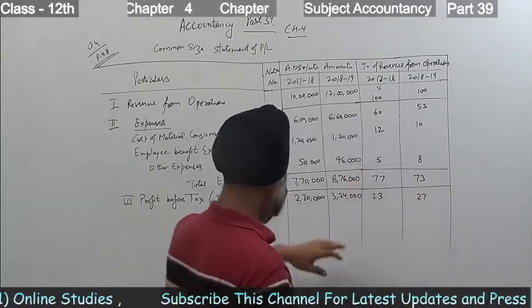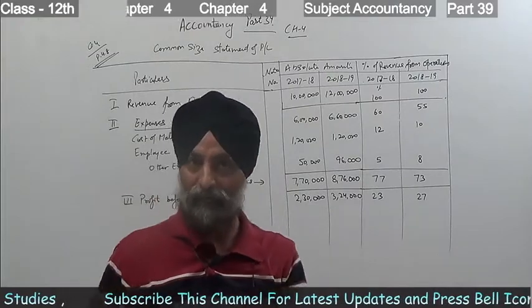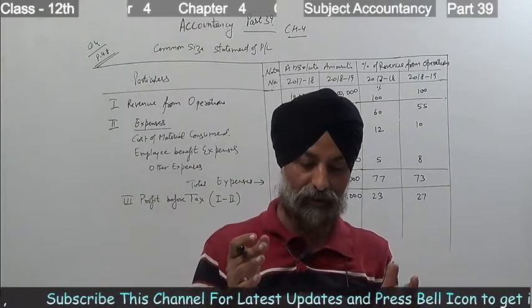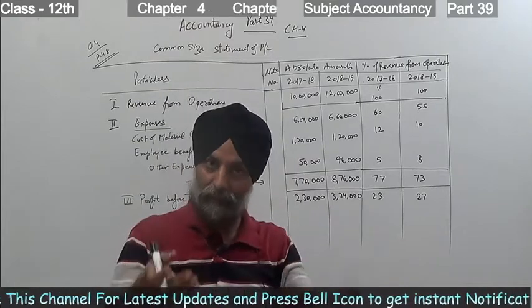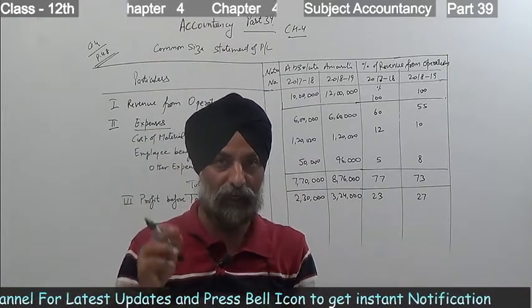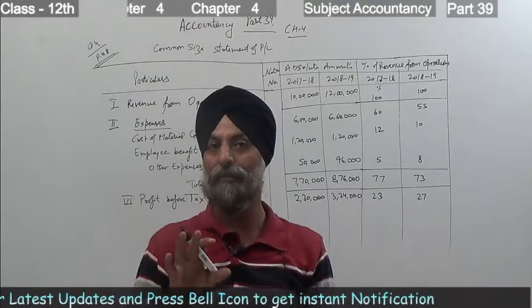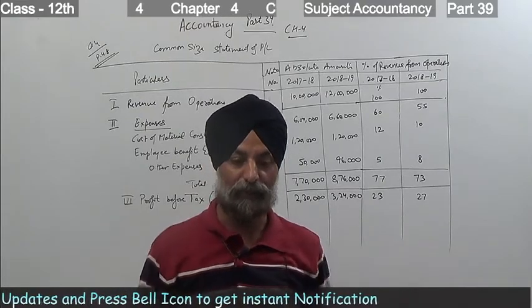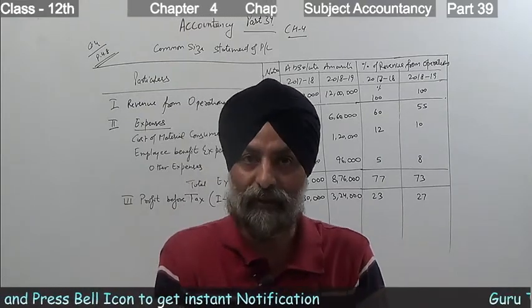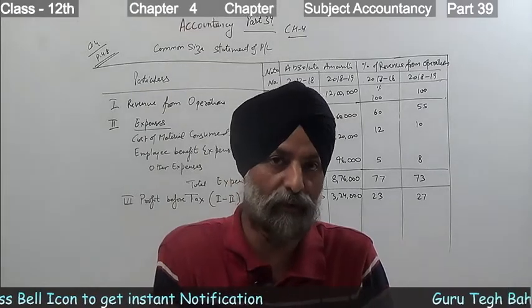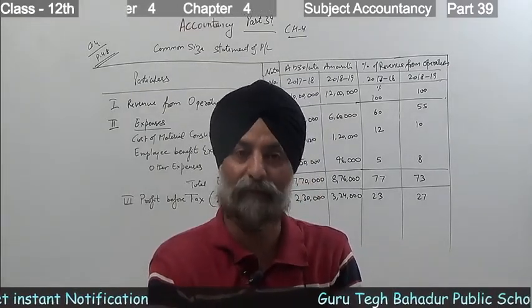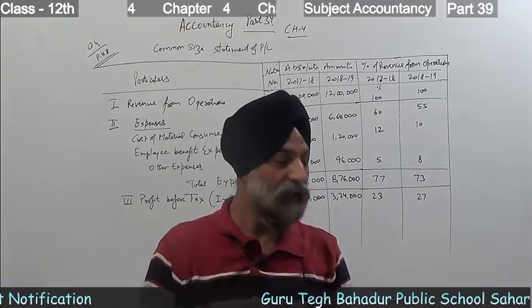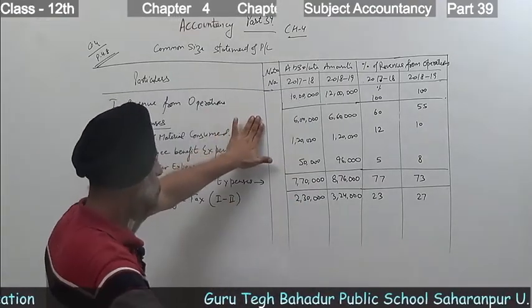In this way, we find the percentage of each head, each expense, profit before tax, and total expenses, by taking the base as revenue from operation into 100, then we will get the percentage of each head. In this way, you can make the common size statement of PL in chapter number 4. This is a useful tool for management. So in this way, you can find this common size statement of PL.